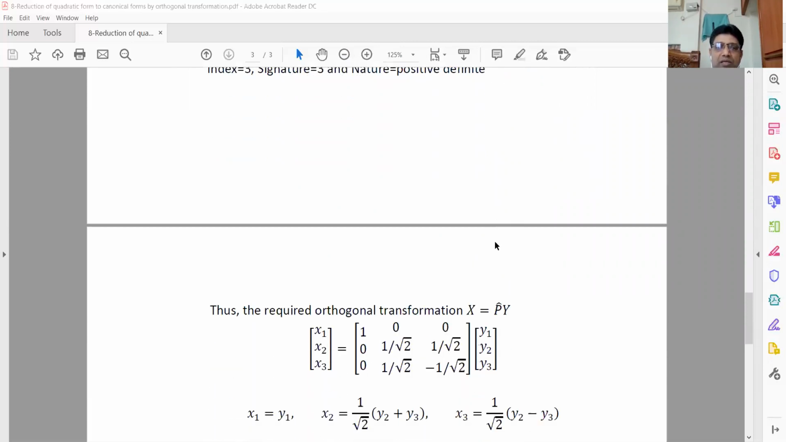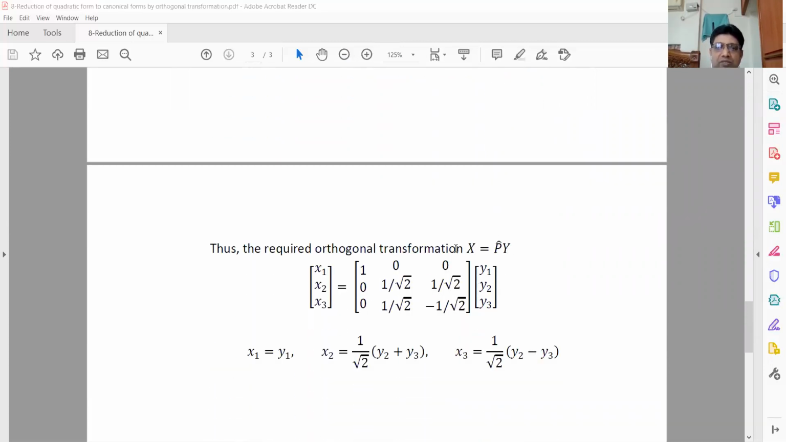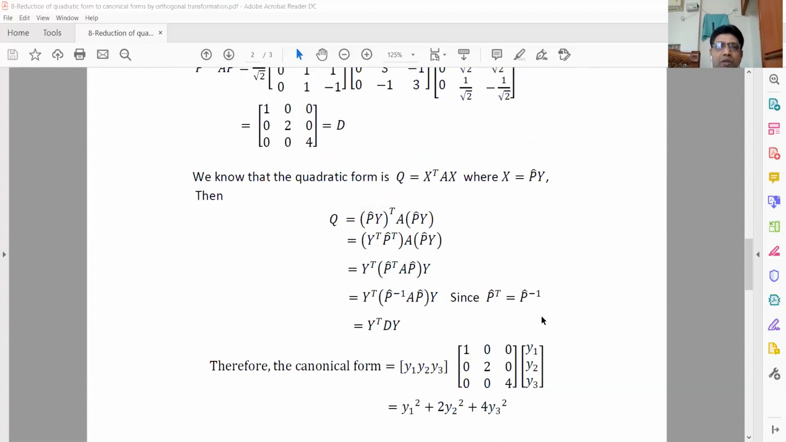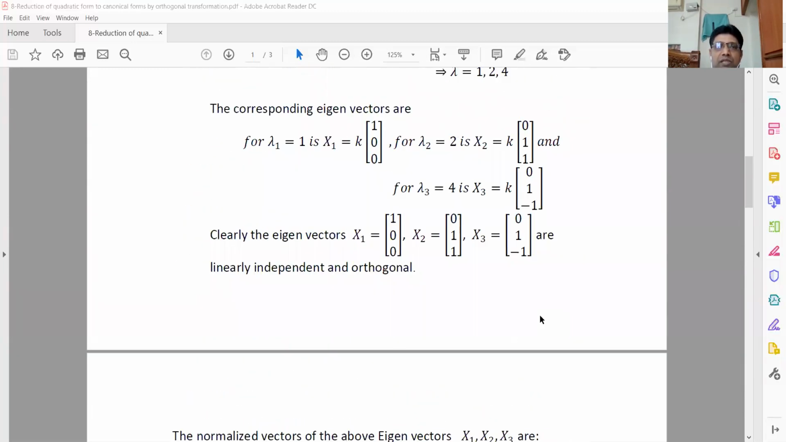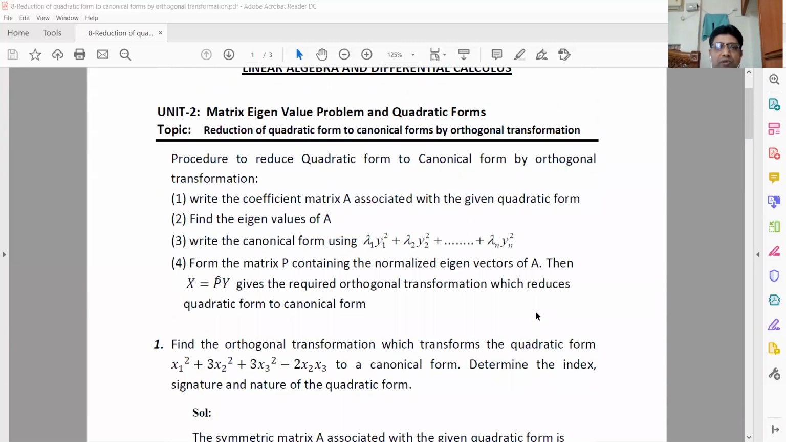And he is asking what is the orthogonal transformation. So the orthogonal transformation is X equals P cap Y. X is X1, X2, X3. P cap we calculated already. Y is Y1, Y2, Y3. So if you compare, X1 we got Y1, X2 is this, and X3 is this one. So this is the required orthogonal transformation. So this is the way of reducing the quadratic form with the help of orthogonal transformation. So it is very simple. Okay. So it is easy also.